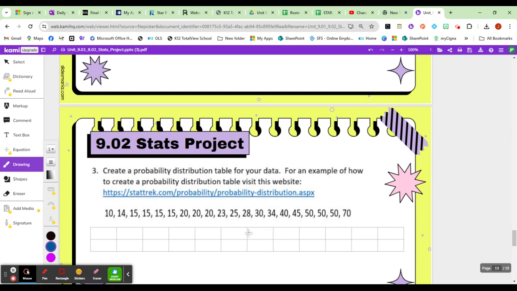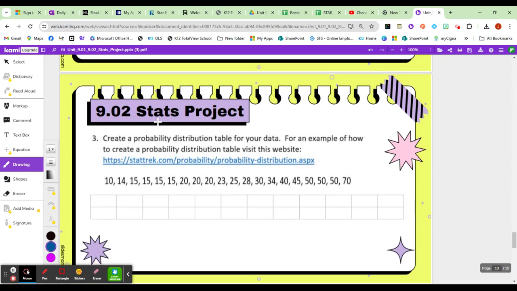All right, let's look at number 3. Number 3 is asking you to create a probability distribution table. So this time we've got to do the probability. We need our numbers again, and if they're repeated, we don't repeat them. So we're going to do 10 and then 14. 15 is repeated, 20 is repeated, 23, 25, 28, 30, 34, 40, 45, 50 is repeated, and then we needed one more slot for 70.